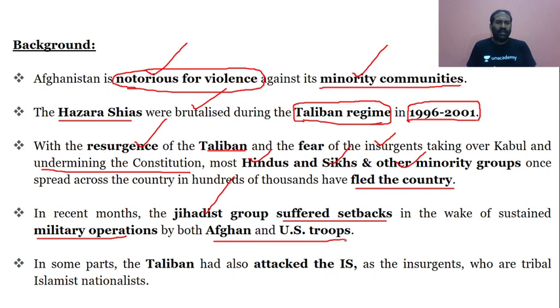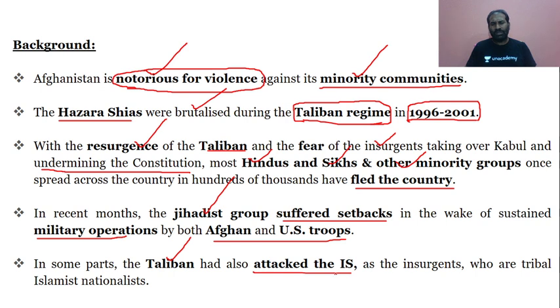Yes, the Taliban-US peace deal has been concluded, but with nothing positive, nothing of benefit for the Afghanistan people and the Afghanistan government. And even the military of Afghanistan is not in a position to handle a double blow, that is from the Taliban and from the jihadis, that is ISIS. And in some parts, the Taliban has also attacked ISIS.